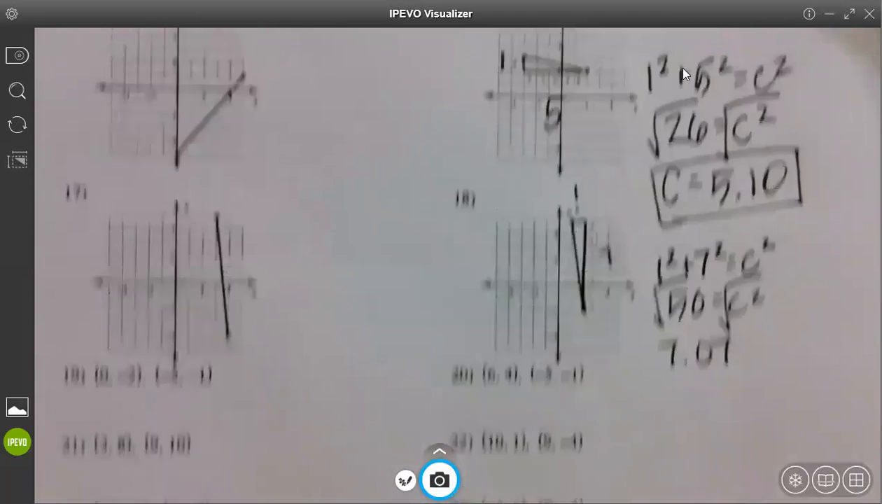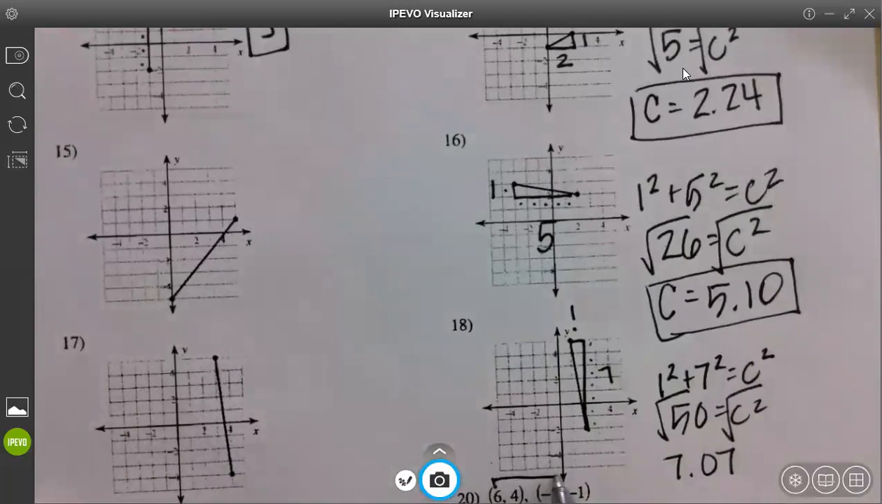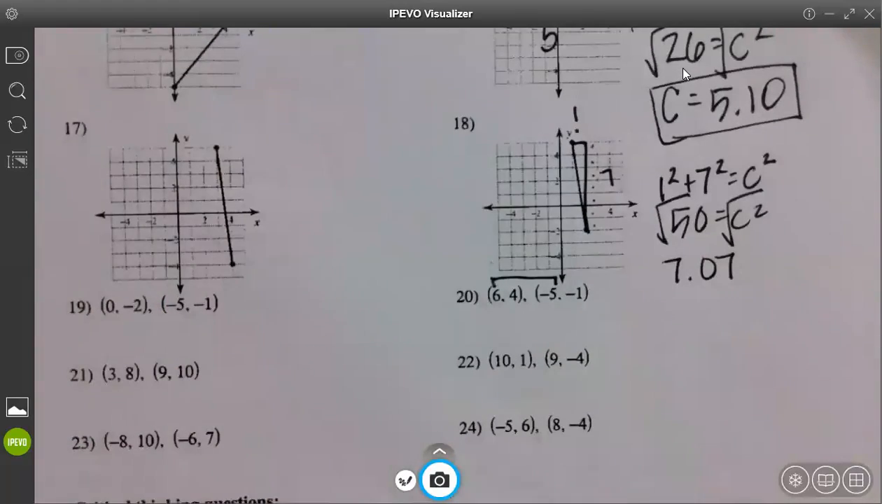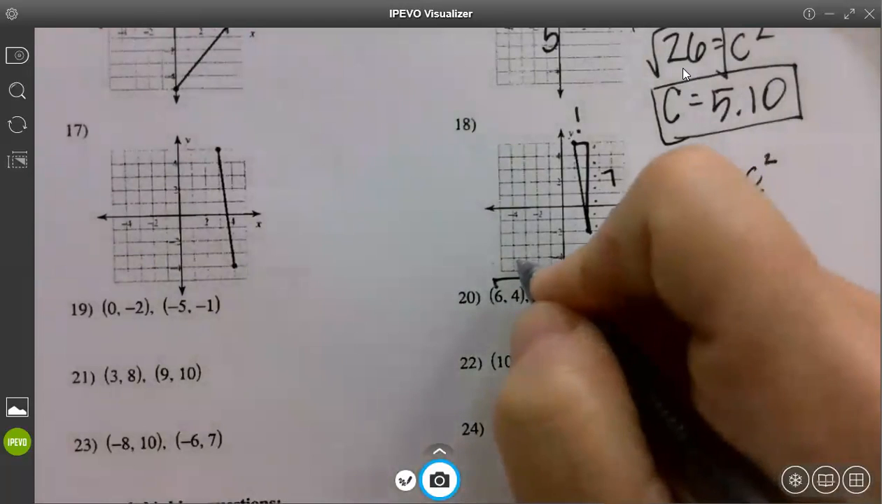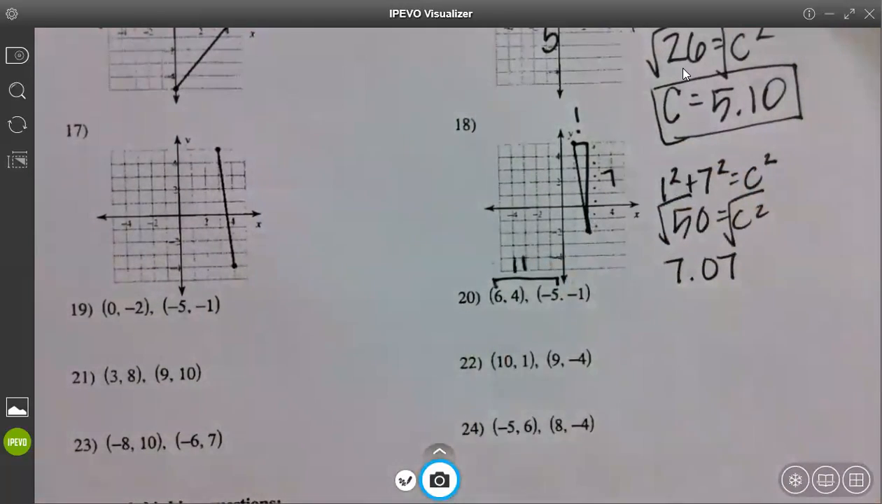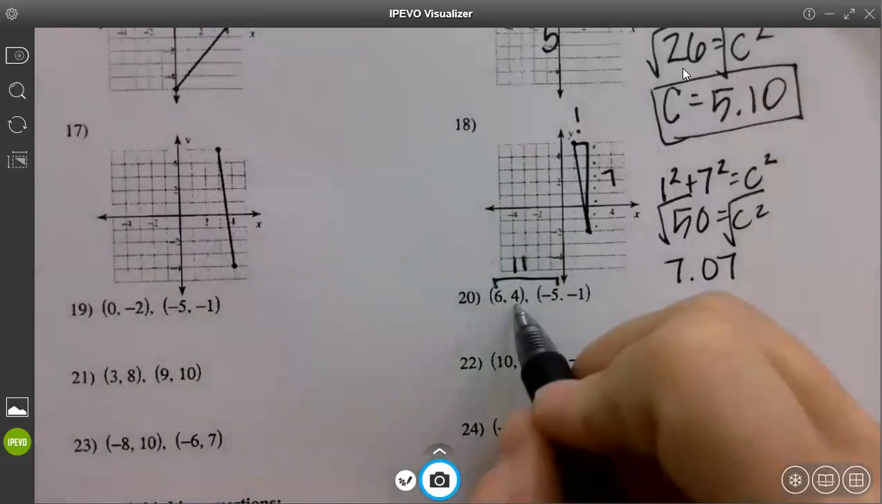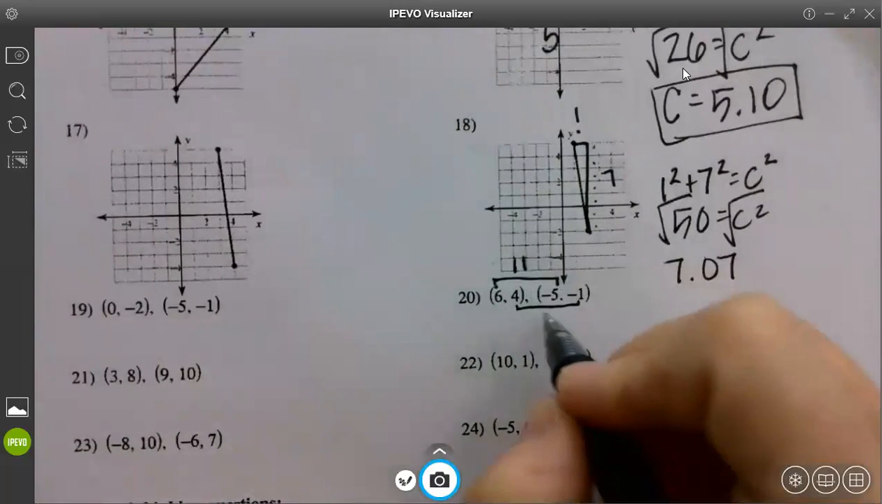Okay. How far is it from 6 to -5? A little bit more? 11. Basically, you just add them together. Okay, so if they're opposite signs, add them together. If they're the same sign, just see how far apart they are. 4 to -1. 5. Perfect.